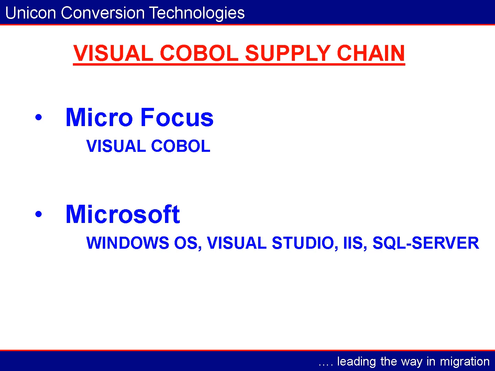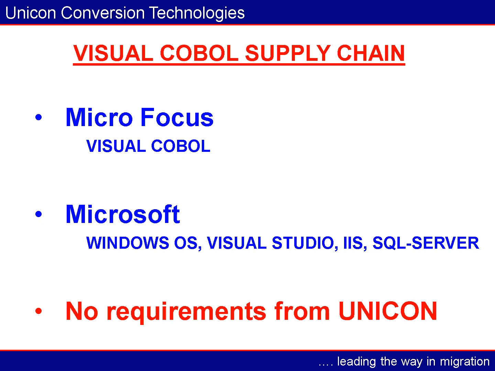Visual Cobol is from Micro Focus. The Windows operating system, Visual Studio, IIS, and the SQL Server database come from Microsoft. There are no ongoing requirements from Unicon. Once the migrated applications are operational, there is technically no reason to seek support from Unicon. All the converted application source code has been delivered as part of the project deliverables. There is no black box software to support.